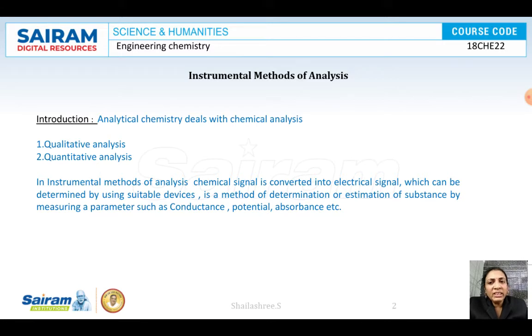So in these two methods, there may be errors. In the analysis we cannot say that we got 100% accurate results. We may be adding a slight excess amount, and that is what shows the result, so we cannot say it is 100% accurate. So instrumental methods of analysis came into existence. In instrumental methods of analysis, what will happen? The chemical signal is converted into an electrical signal.